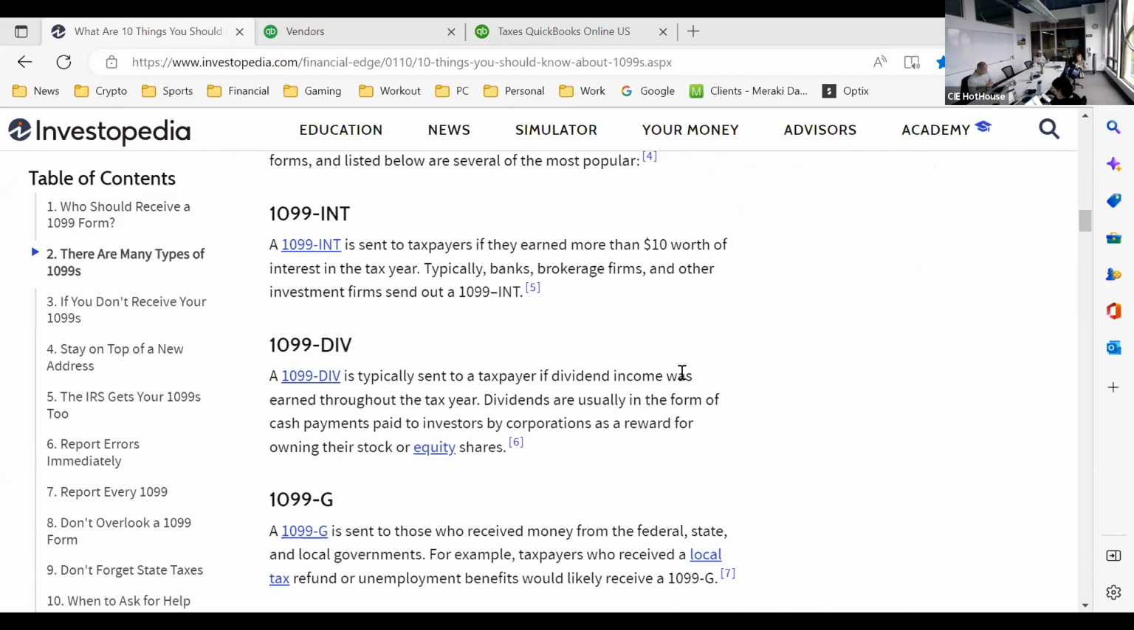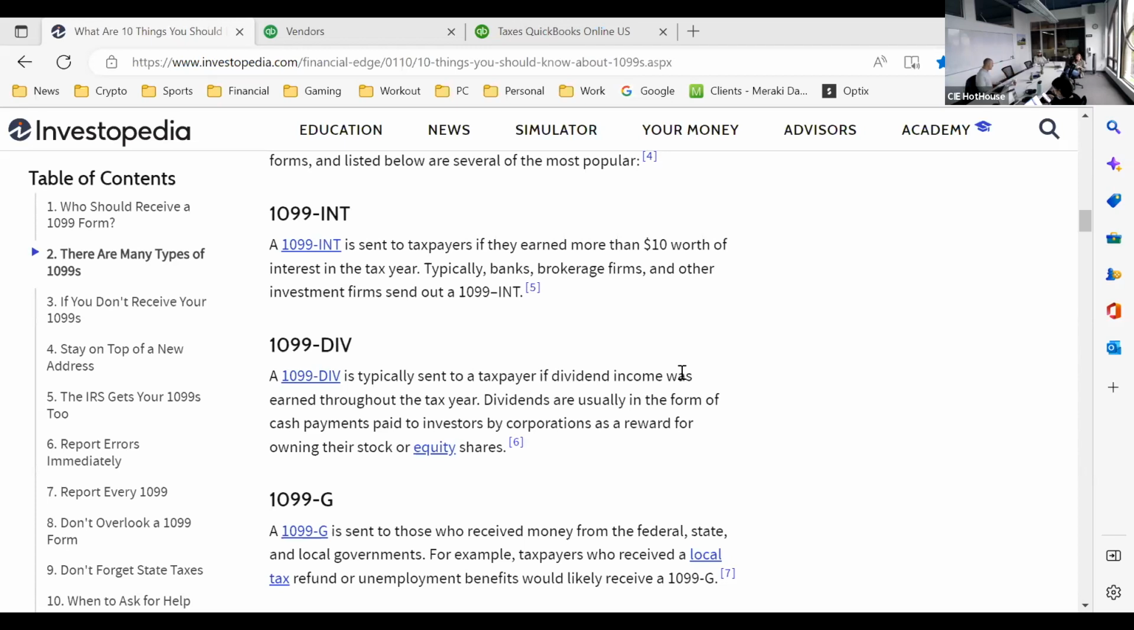And see what it takes to actually generate these 1099s, right? So the first 1099 we're going to look at is the 1099 INT. Now, this is sent to taxpayers if they earn more than $10 worth of interest in the tax year. This is typically for brokerage firms, banks, and other investment firms out there. I don't suspect in any way that you guys will be dealing with anything like this. But again, now you know, because you're going to see a list show up within QuickBooks that will ask you what you're doing.